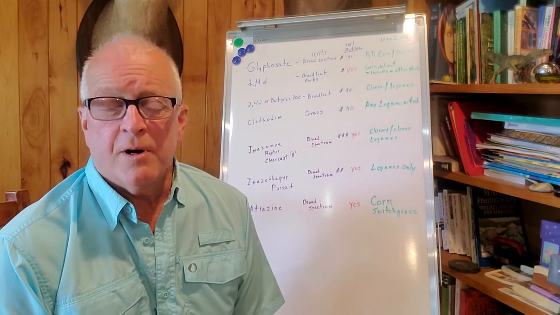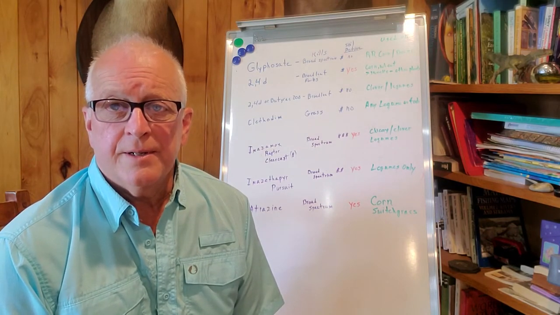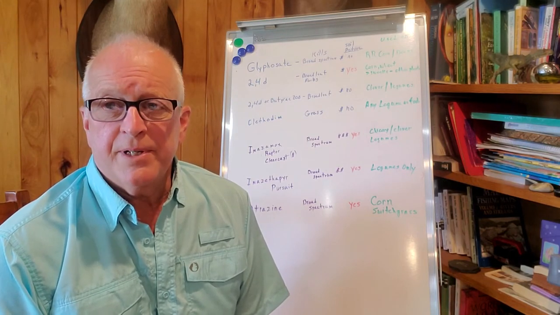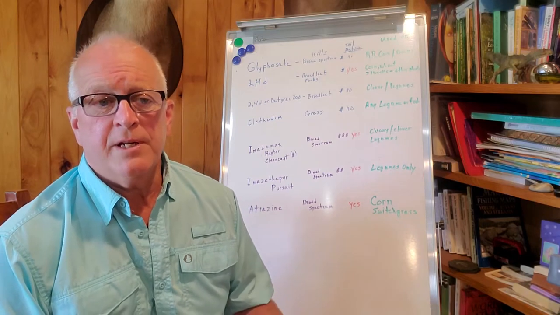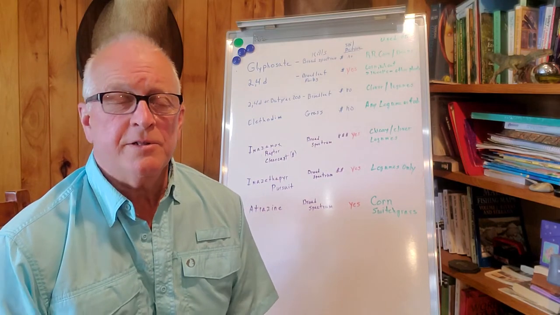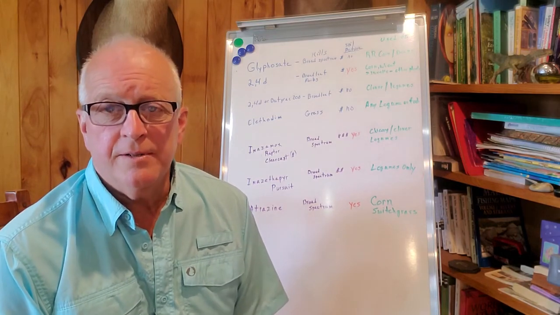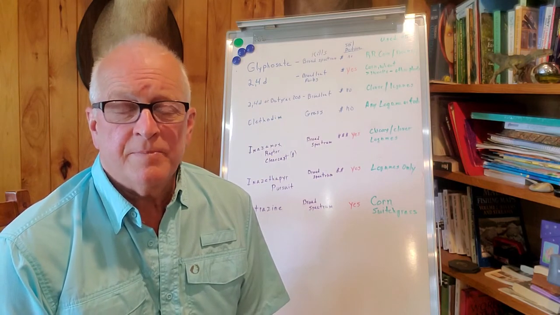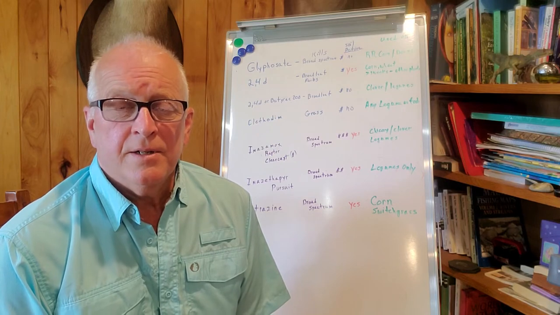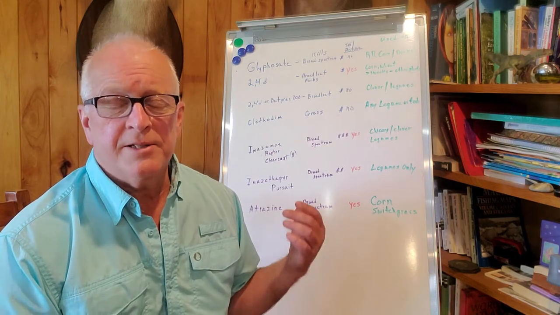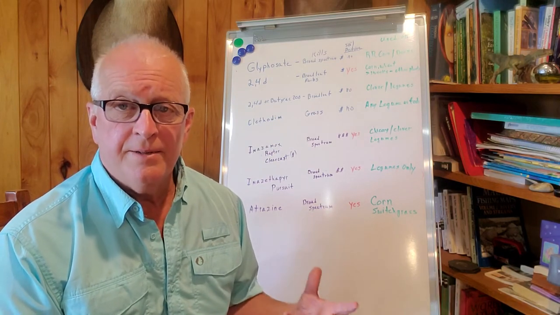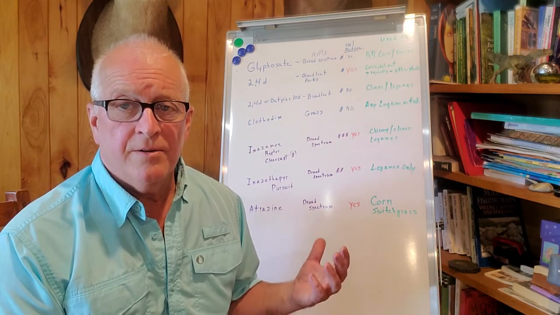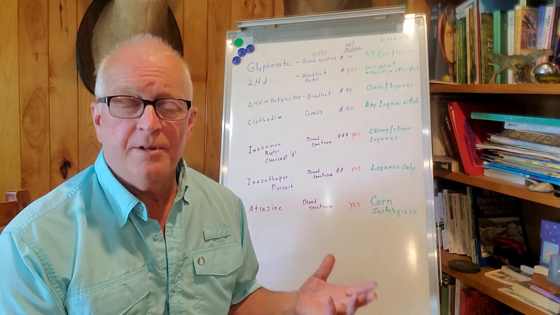I use triclopyr and Garlon, imazapyr, those kinds of things for killing trees. Now you can use imazapyr and triclopyr on food plots as well, but it's pretty nasty stuff and expensive. You don't really need it. So I've made a list of the very commonly used herbicides and what you can use them with and what for.